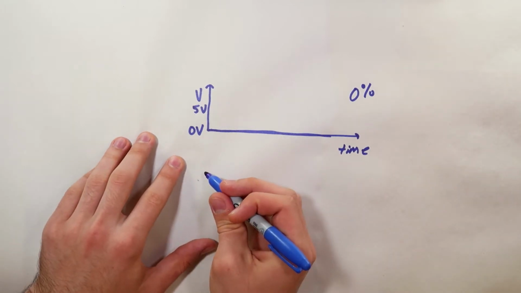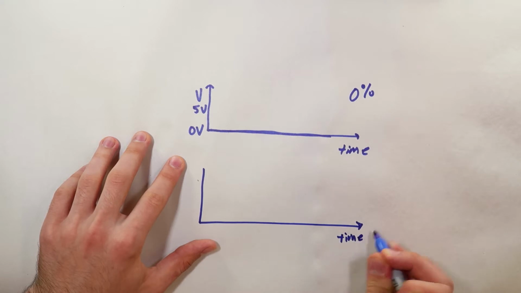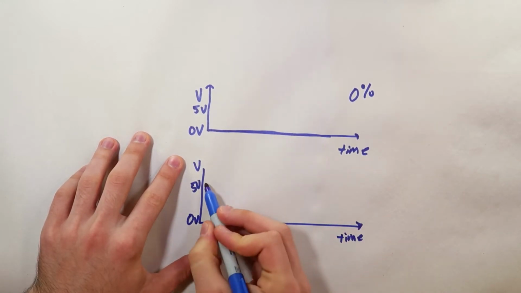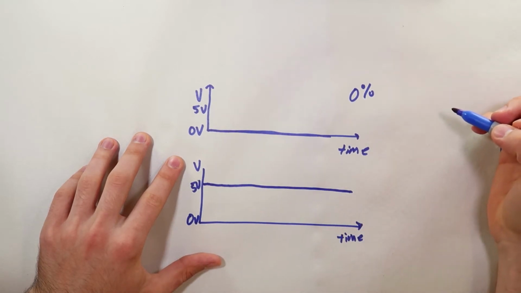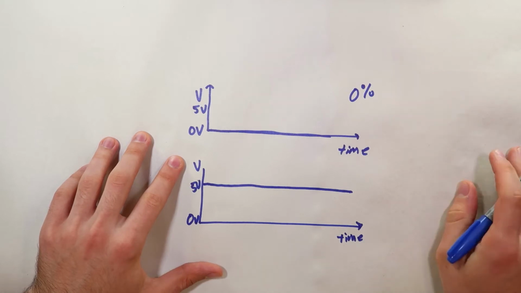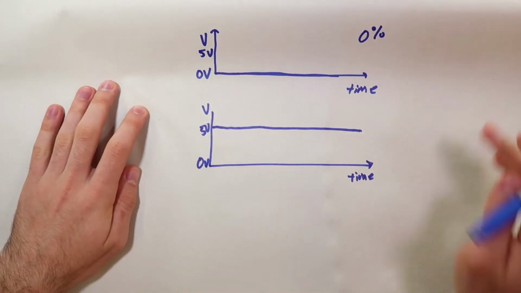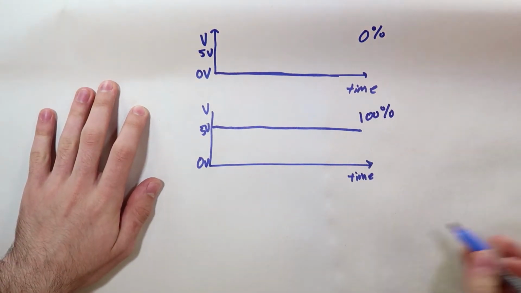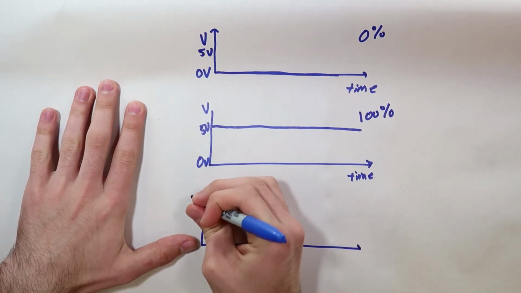In contrast to that, we can have a 100% duty cycle, which means we're basically getting a constant 5 volt supply. Now, in between that, we can have duty cycles. We can have duty cycles in between 0% and 100%, let's say 50%.